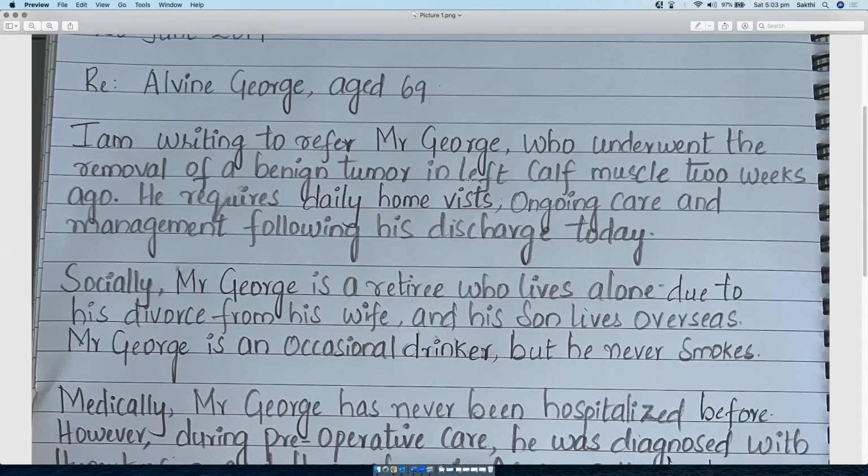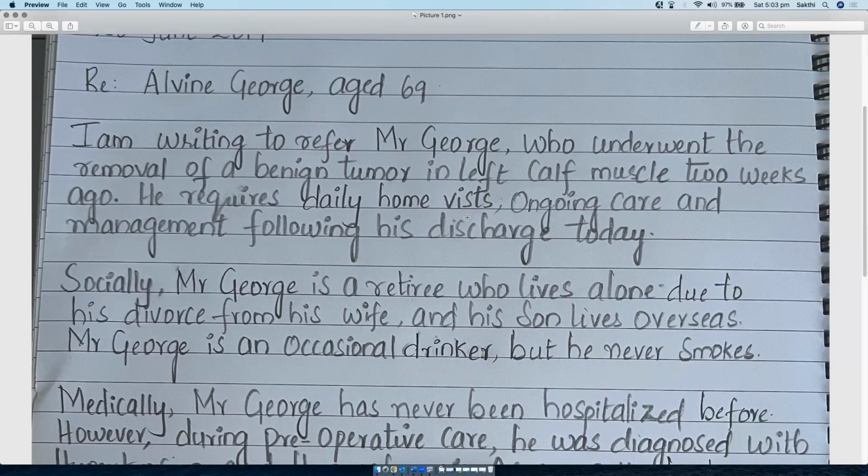However, whenever we write down the body part, such as the left calf muscle or shoulder or knee, we should use the article called the. Otherwise, we have to use the personal pronouns such as his or her. So in this case, you could have written down in his left calf muscle or in the left calf muscle. Anyway, let's jump on to the next sentence.